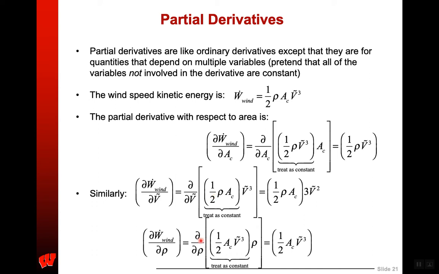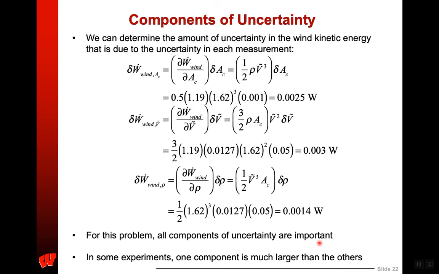Finally, I could do the same thing with respect to the density, and I get a result where the power of density goes down by 1, and so that means it just goes away. So that is a very quick overview of partial derivatives. The pre-lab reading goes into much, much more detail, so I hope you give that a shot.